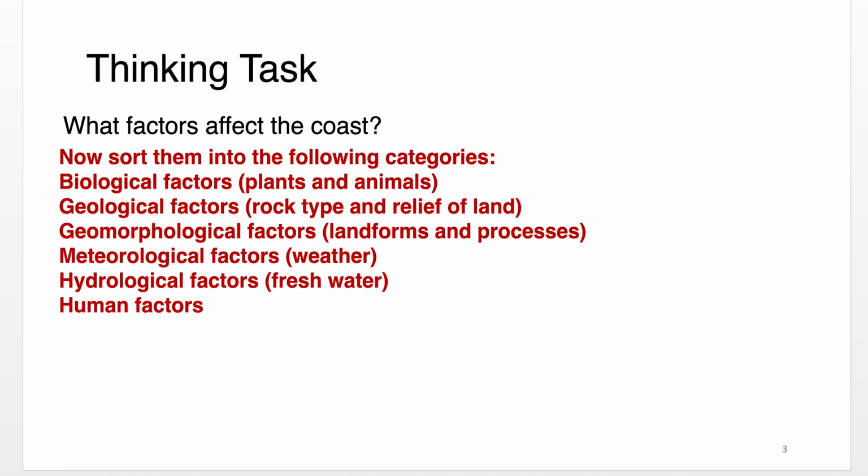Before we move on, I want you to have a little think to recap what you did last lesson, to make sure you understood the factors that affect the coast. We talked about it in lesson 1, but maybe pause the video here, list as many factors that affect the coast as you can think of, and then sort them, either by colouring them in or just putting a B or a G or an M into these categories: biological, geological, geomorphological, meteorological, hydrological and human factors. So pause the video here, do a little revision, try and remember, and then categorise them into the categories that are here.